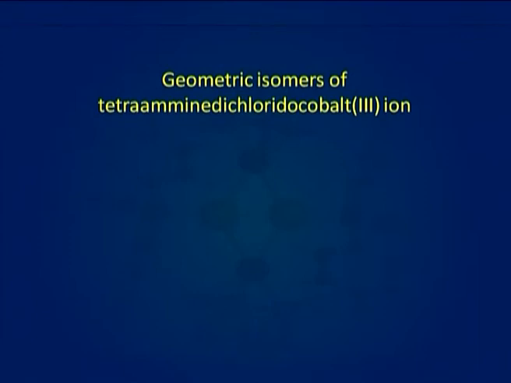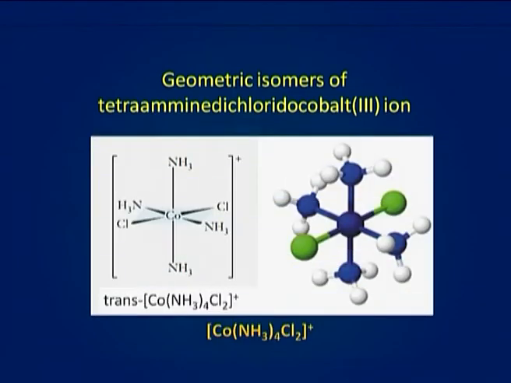Now, geometric isomers of tetraamminedichloridocobalt(III) ion. Here you can see the two chlorines are at 180 degrees to each other. So, this is a trans isomer.